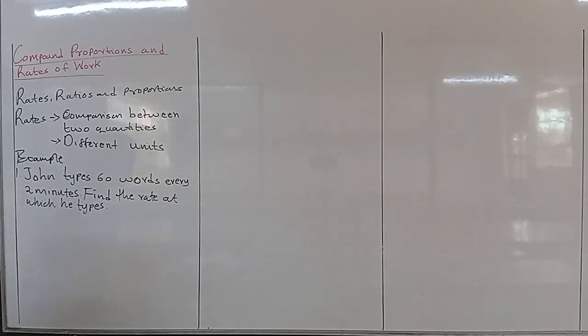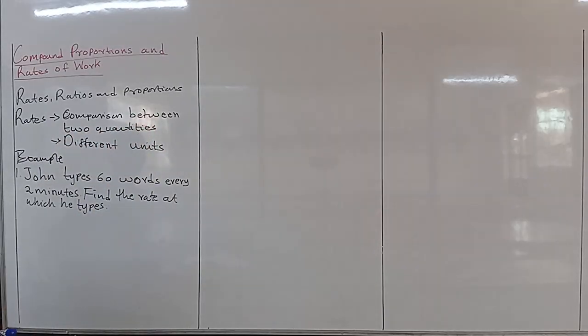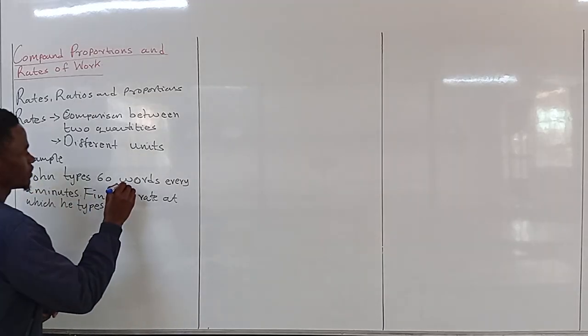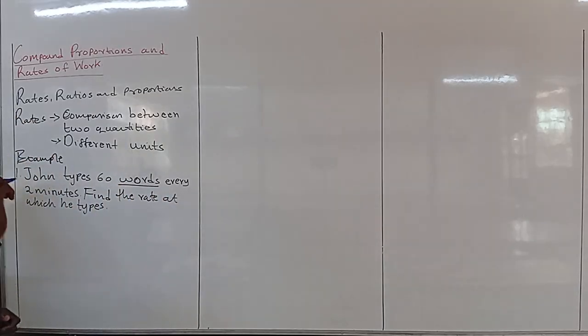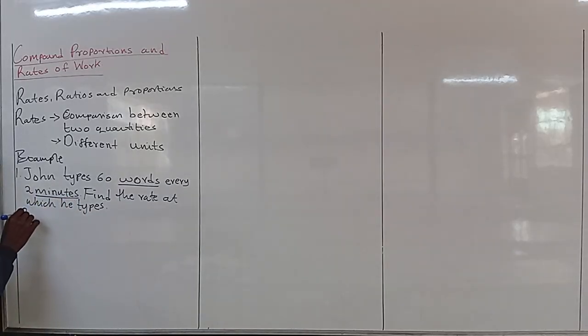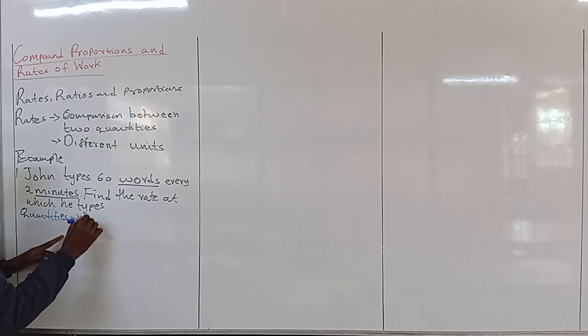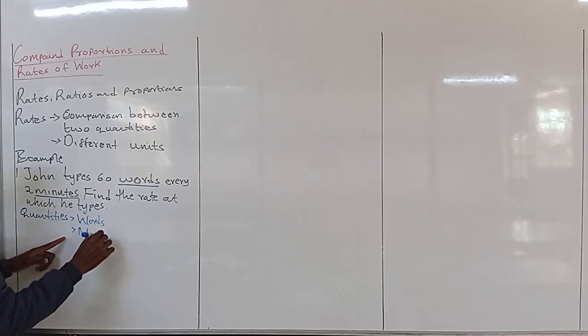So this is just an example of how we can have a comparison. We have two things here. Because we have said it is a comparison between two quantities, we have to check out the two quantities that we are talking about. Quantity number 1 is the words, and quantity number 2 is the minutes. So our quantities are 2: the words, and the other quantity is the minutes.